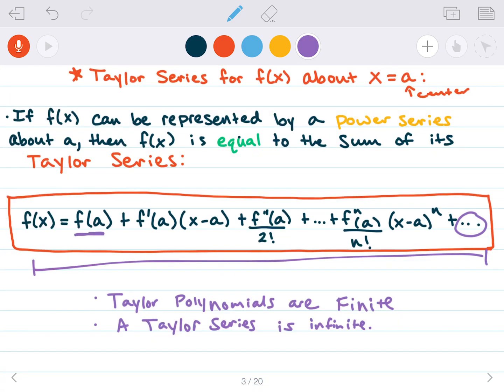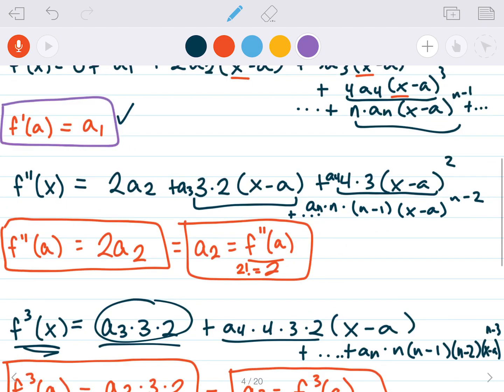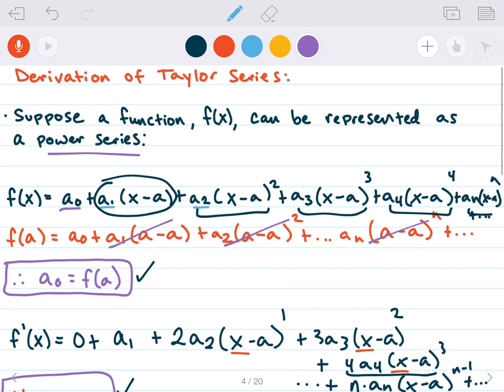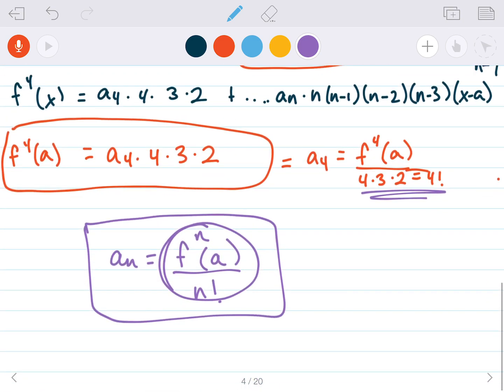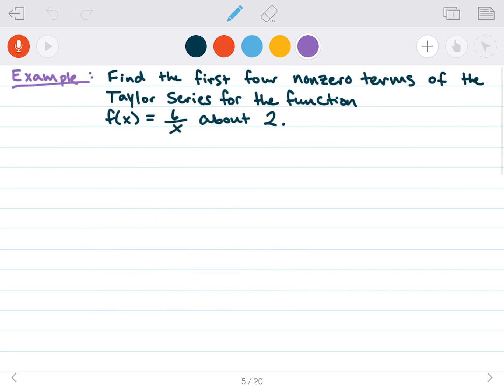We see f of a, f prime of a, f double prime of a over 2 factorial, etc. So these are all my coefficients. And hopefully this made some sense about how this Taylor series came to be. So all the coefficients are going to be of this form, and Taylor series are derived from power series, functions that can be represented as a power series. So let's move forward here.